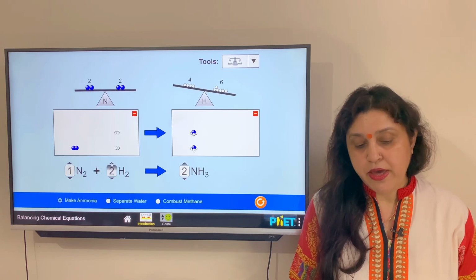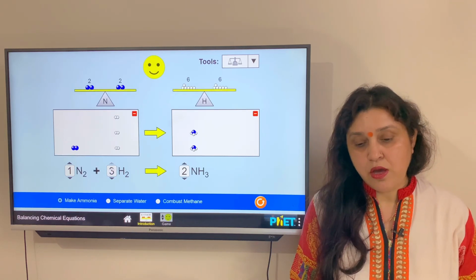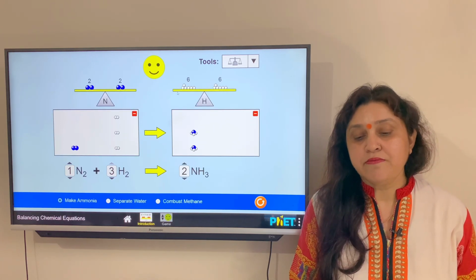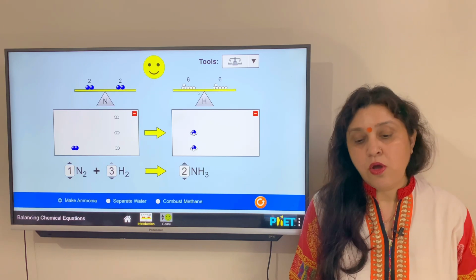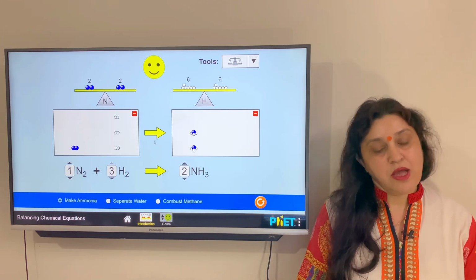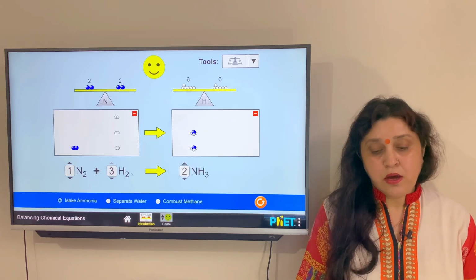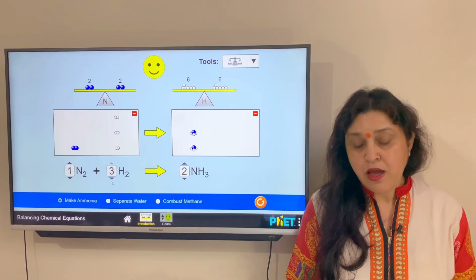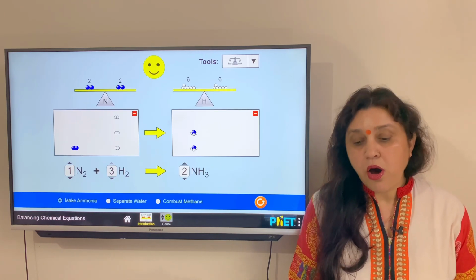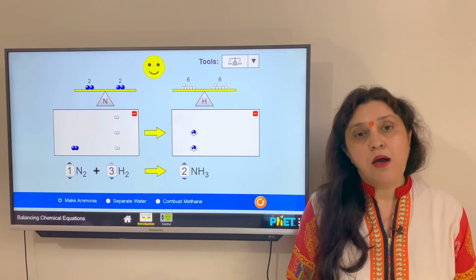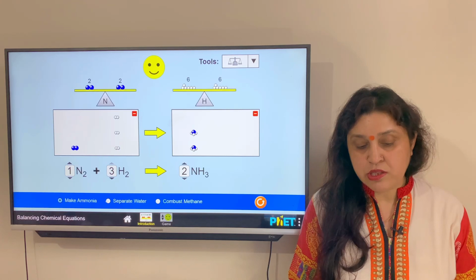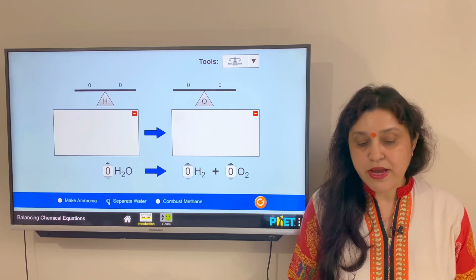Then again we try 3, 3 to the 6. Now see, the number of hydrogen atoms are also balanced on the reactant side and on the product side. In this way, this equation is balanced, and to make the reaction stable, all the chemical equations should be balanced. We can try some more reactions like this reaction.